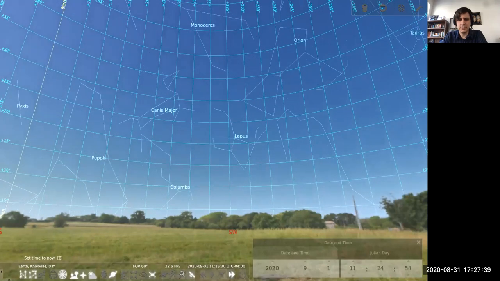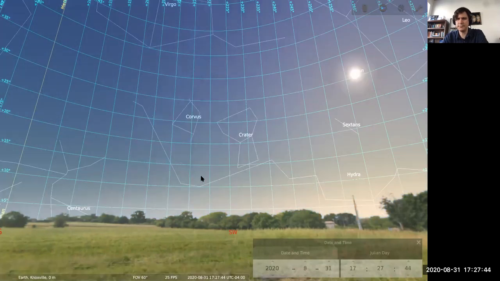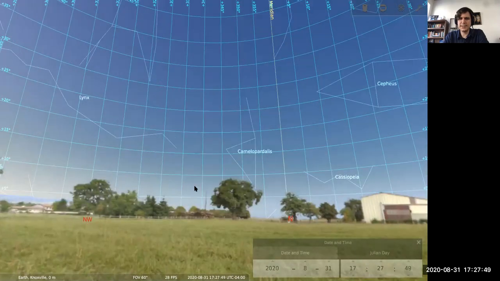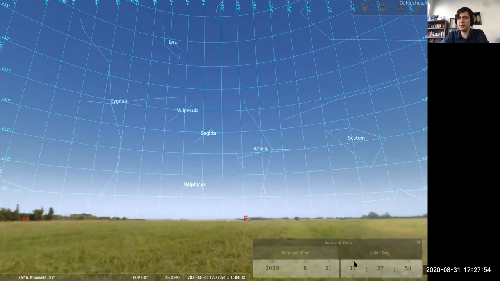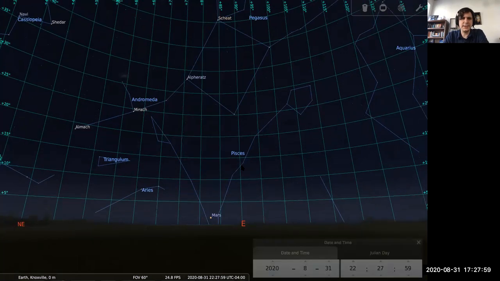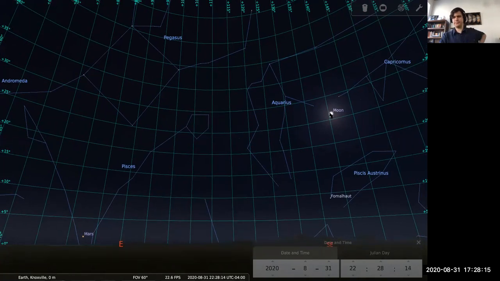All right, so what I'm going to do is bring time back to running at regular speed, come back to right now, and I want to look to the east. So going back to the east, and I'm going to go to 10 p.m. tonight. So I could give you, say, the altitude and azimuth of the moon, and you'd know exactly where to look at 10 p.m., or really 10:28 p.m. tonight. You'd look at azimuth about 141, altitude of about 26 degrees.